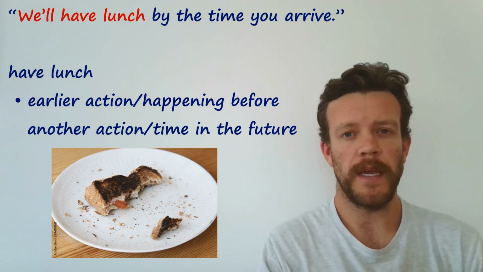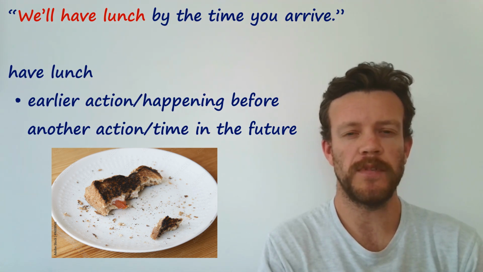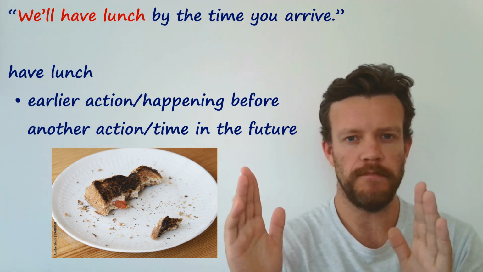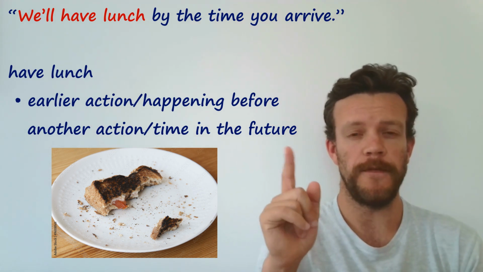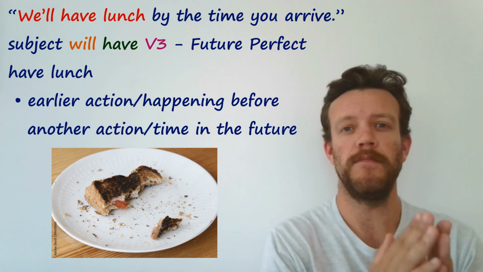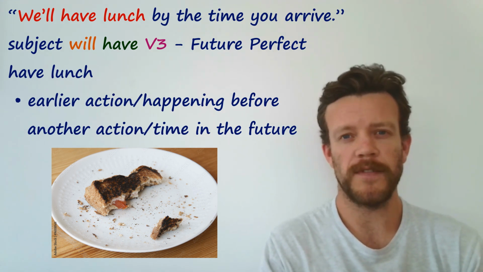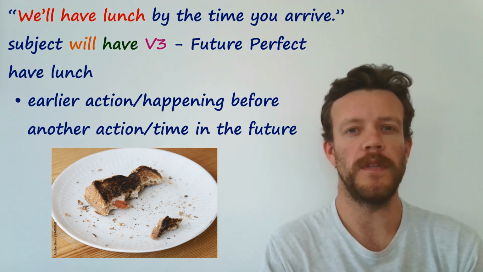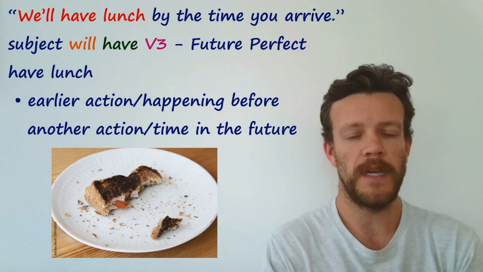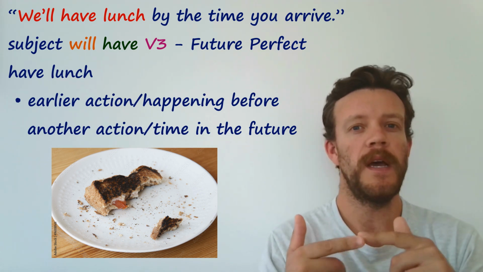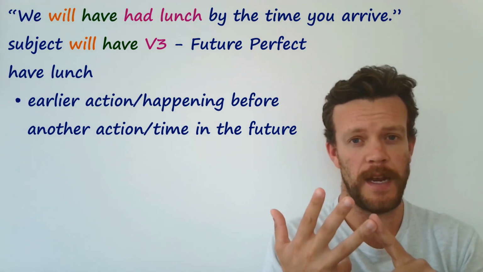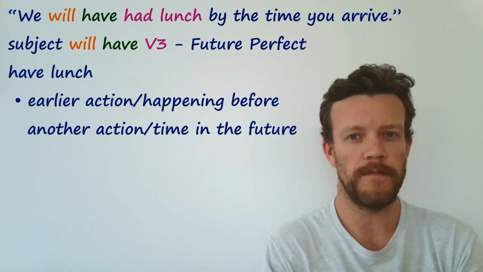For the next one, again, we need to use a perfect tense to talk about one action, have lunch, happening before another, arrive, but this time in the future. Here, the auxiliary verb have comes after the modal verb will. As I've said in previous videos, it doesn't matter what you're doing, after a modal verb, you're always going to use the infinitive. So, subject will have past participle or V3. We will have had lunch by the time you arrive.